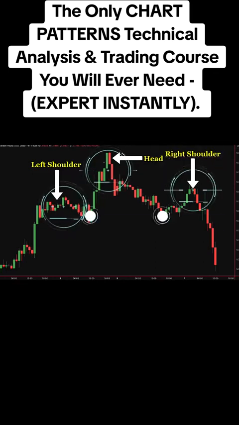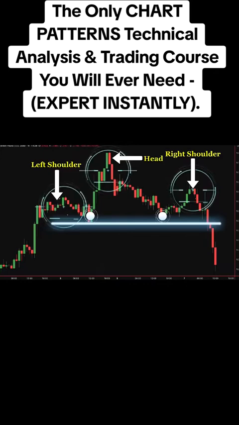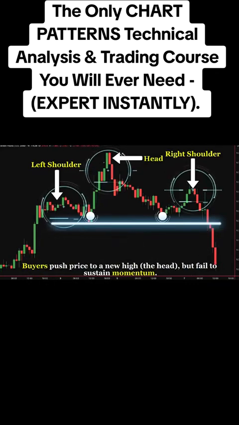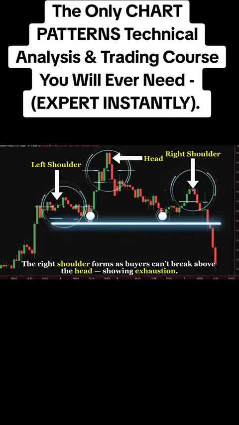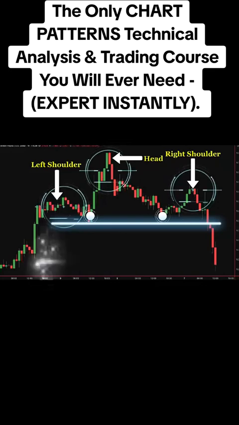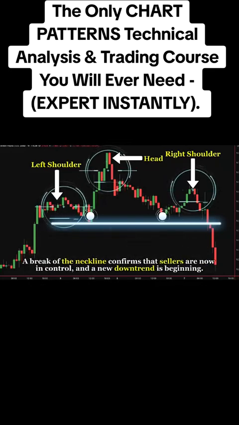Now connect the swing lows beneath the shoulders. This forms your neckline. Once price breaks below that neckline and makes a lower low, the head and shoulders pattern is complete. This confirms a reversal from an uptrend to a downtrend. What's the psychology behind this? Buyers push price to a new high, the head, but fail to sustain momentum. The right shoulder forms as buyers can't break above the head, showing exhaustion. A break of the neckline confirms that sellers are now in control, and a new downtrend is beginning.